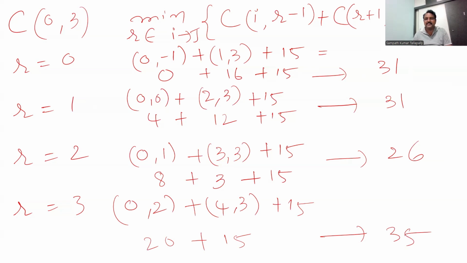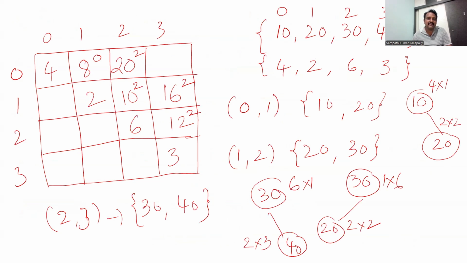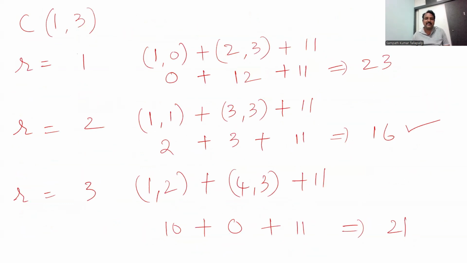Out of these 4 elements, which is the minimum one? We get the minimum value when R is equal to 2. So we are going to take this element 26, fill this box with 26, and say this 2 is the value or the root element for my k. Now we know what the root element is. So the root element is my second element, it means that the root element is my 30.